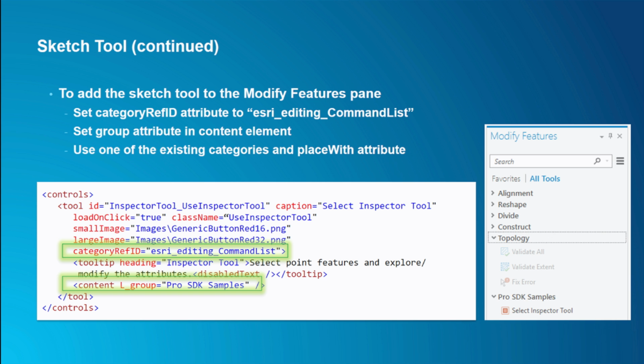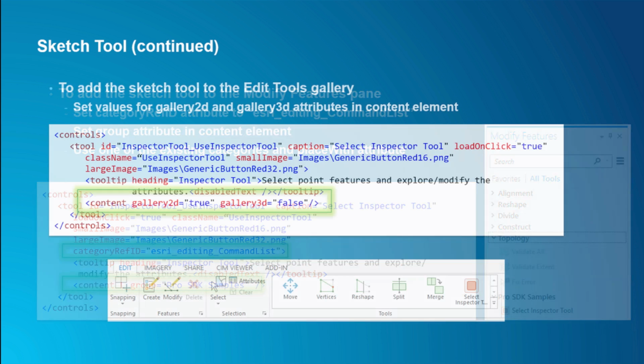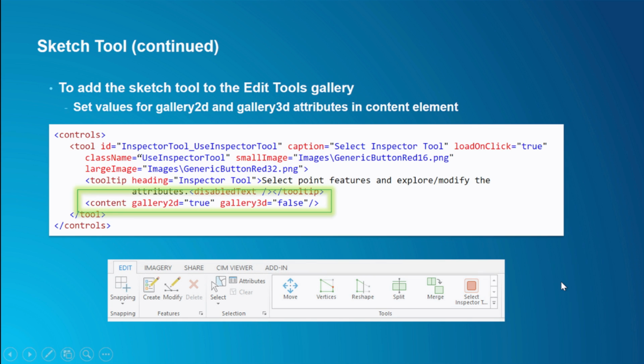The other entity, if you imagine the editing ribbon, is that there are also galleries. And so if we're looking here at the bottom, visualize kind of like the gallery of, well, let's just call them premier or most frequently used tools. In order to participate in those entries, you can also add in the content element, add attributes of gallery 2D or gallery 3D as true or false.